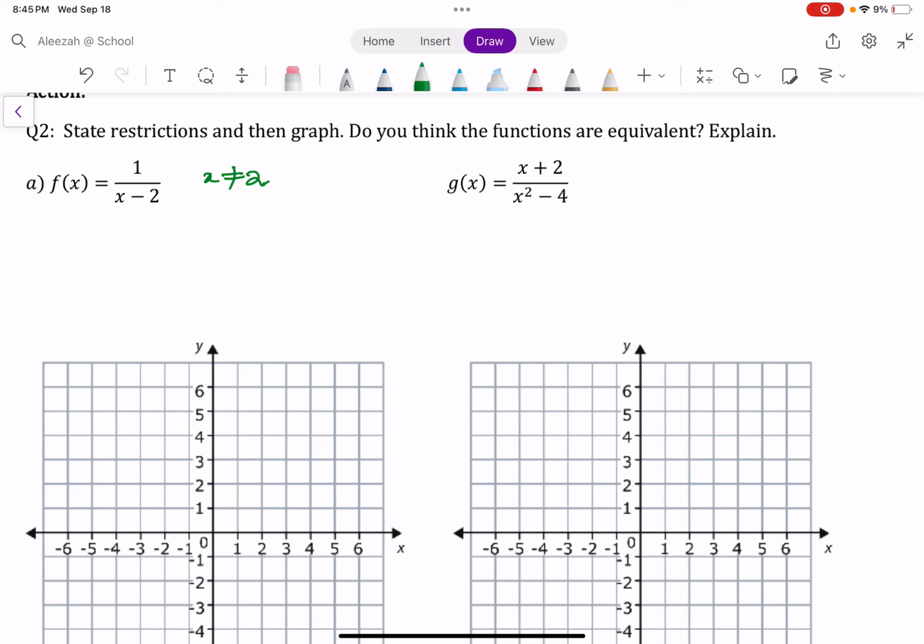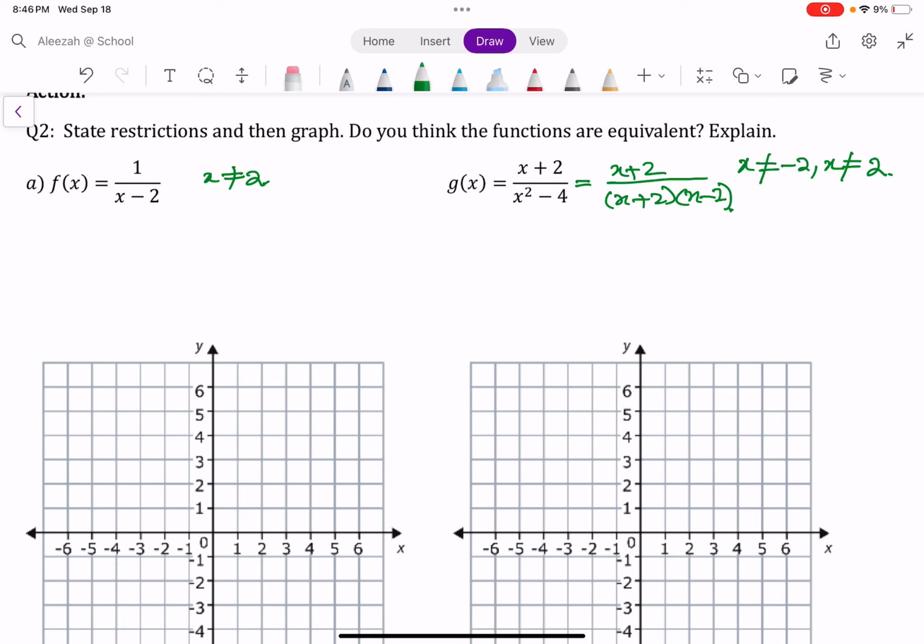So I know I can factor the denominator. So it will be x plus 2 divided by x plus 2 and x minus 3. And now I will write the restriction. So x minus 2, right? Let's fix that. So it is x minus 2, right? And now if I write the restrictions, x is not equal to negative 2 and x not equal to 2, right? So these are my restrictions.